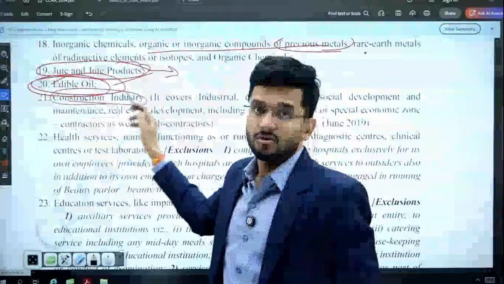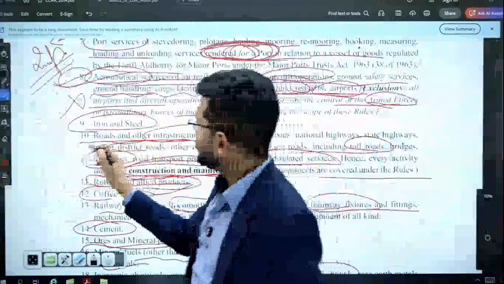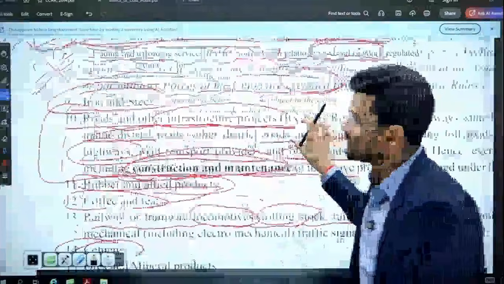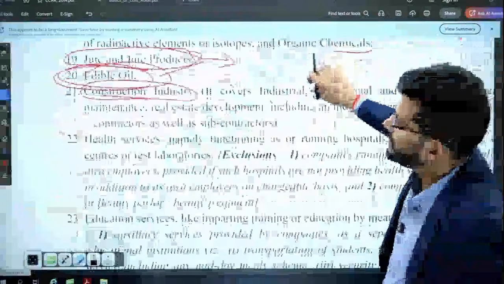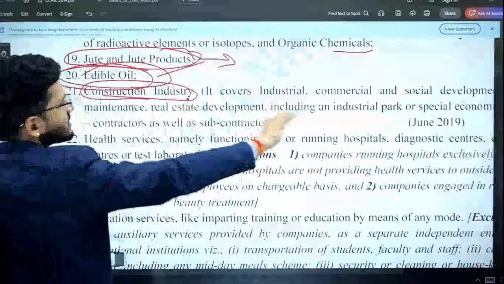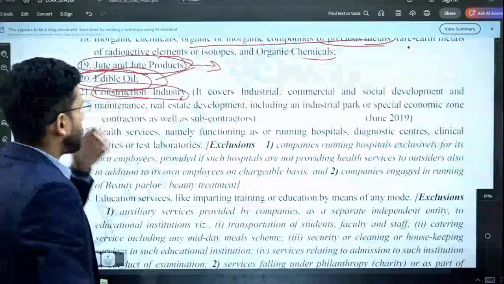Then we have the construction industry. Okay, so isn't it a repetition? No, it is not a repetition, guys. In that, only road and related infrastructure was included. Para number 10, road and related infrastructure was included. In this construction industry, everything else is included. So this has a much higher scope.